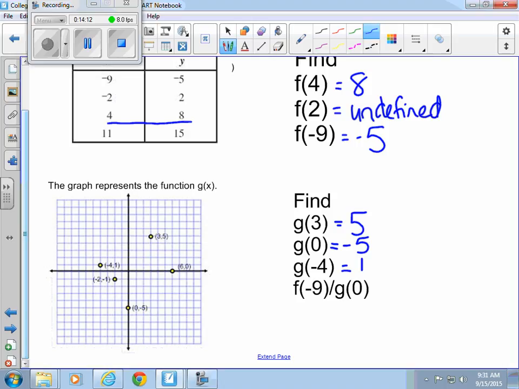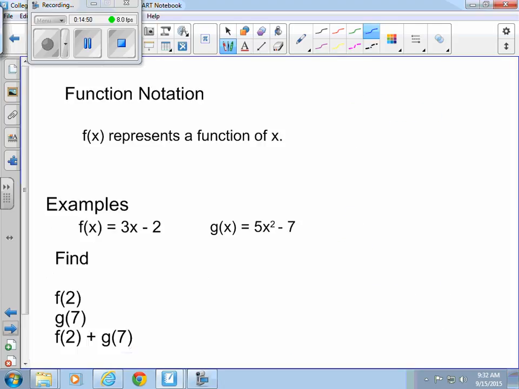So 1. Now this is an interesting question because it asks f of -9. Where would I go to find f of -9? Because this is g. This table is up there, right? And what is f of -9? -5. Divide by g at 0, which was -5. So that's an interesting question. Any questions on that? This is something they could ask on the ACT. Something the ACT might want to know about that.